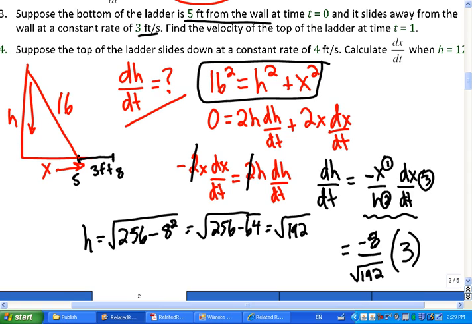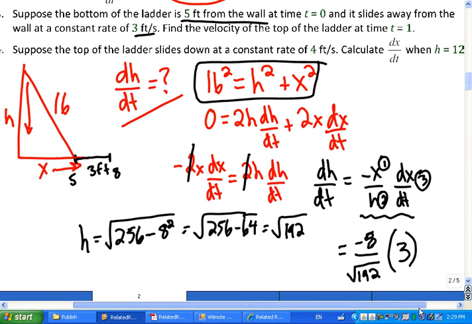Okay? So what I'd like you to do is try to rework this. Suppose the top of the ladder is sliding down now, not the bottom being pulled out. This time find dx dt when the height equals 12. Okay, so very, very similar. You should be able to reuse everything from about this step here. Okay, so I'm going to clear some of my work just so that I can catch up with you.